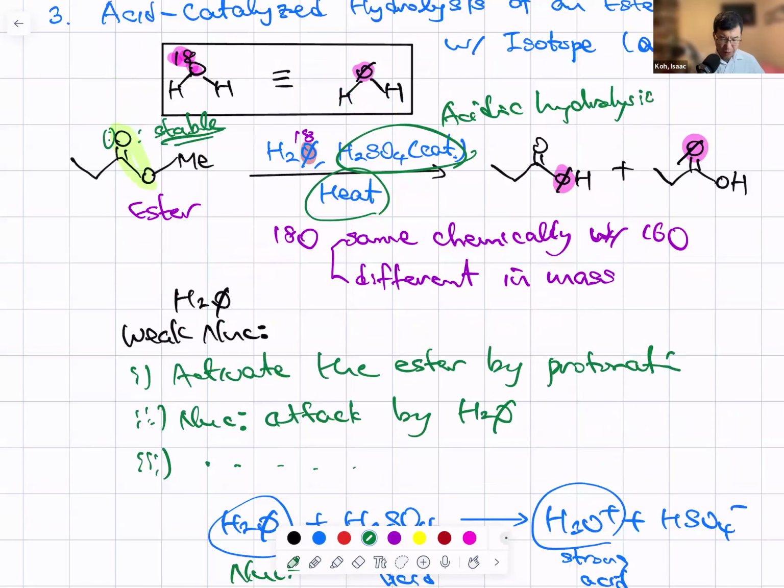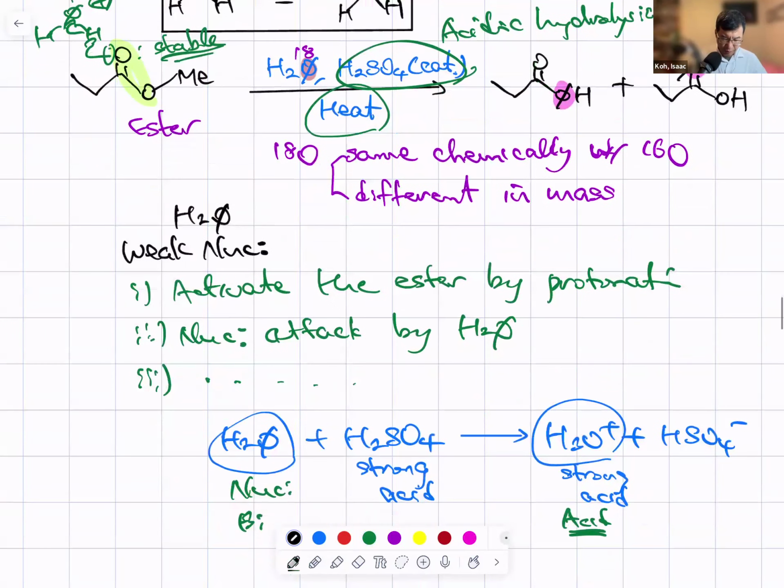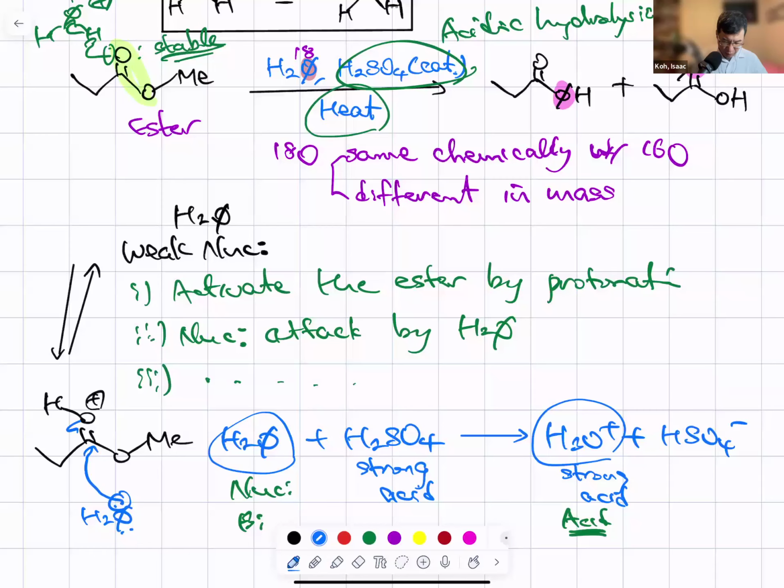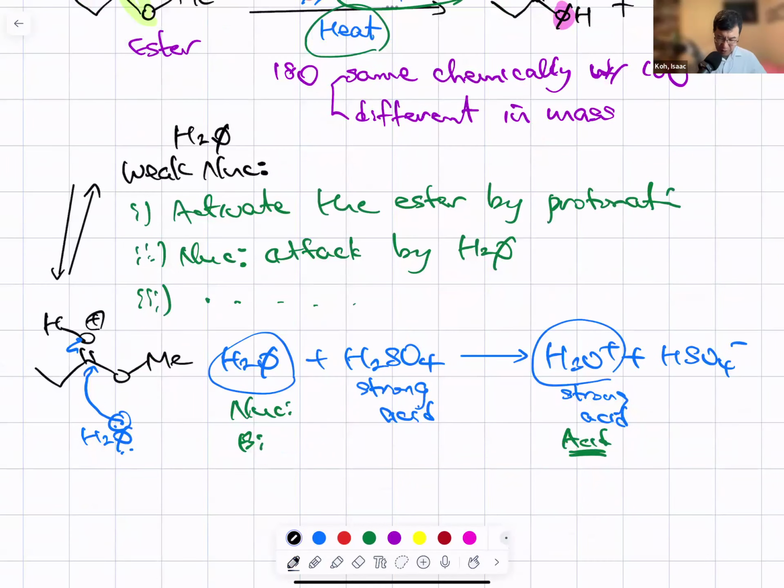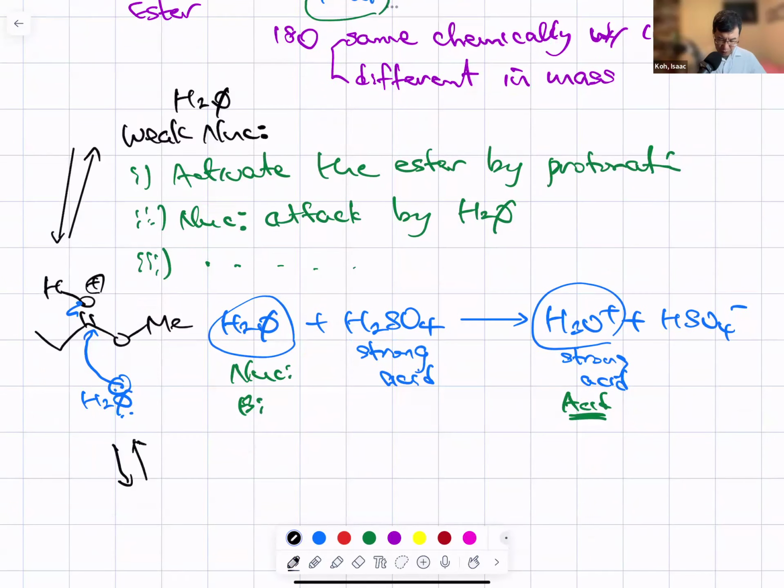Okay, let's get started. Let's first protonate it. Hydronium ion protonates it, making it activated. And this protonation is all an equilibrium process. So let's protonate it, making a positive charge on the oxygen. And now water can attack. This water has a lone pair, attacks and pushes the pi bond up to this oxygen. Again, this is an equilibrium process.